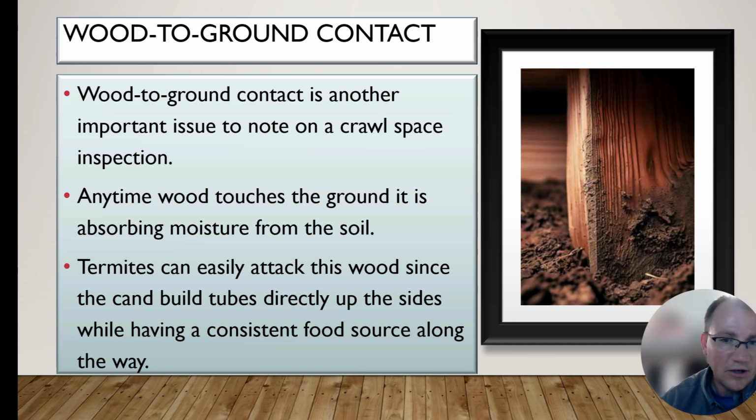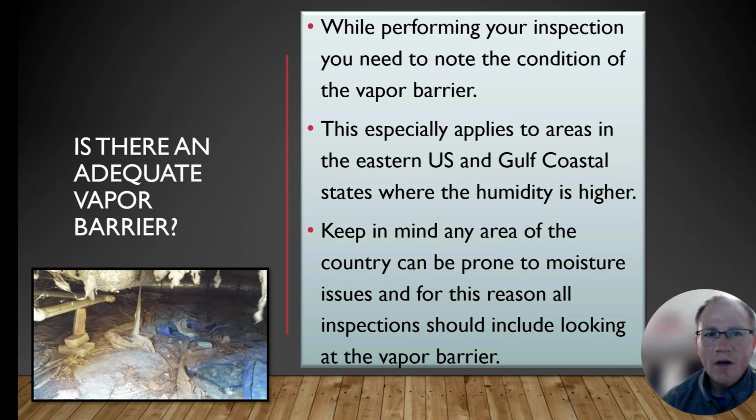It's definitely going to do nothing good in the future, whether it's termites or wood rot. Everything is going to be able to attack that wood because of its proximity to the ground and the moisture coming up it. One of the other things you need to note when you're doing your inspection is the condition of the vapor barrier. That's why we titled this slide, Is There an Adequate Vapor Barrier?